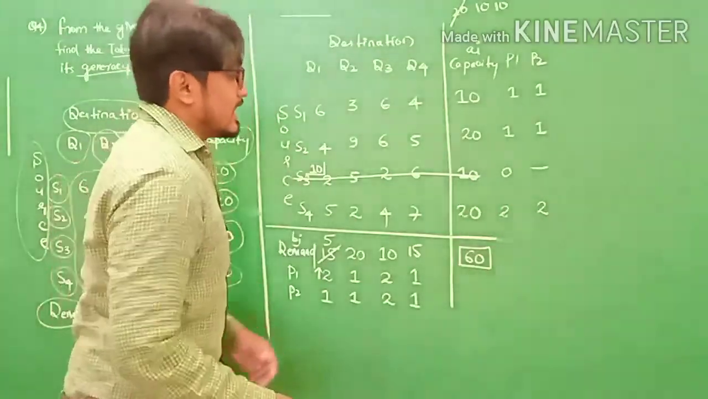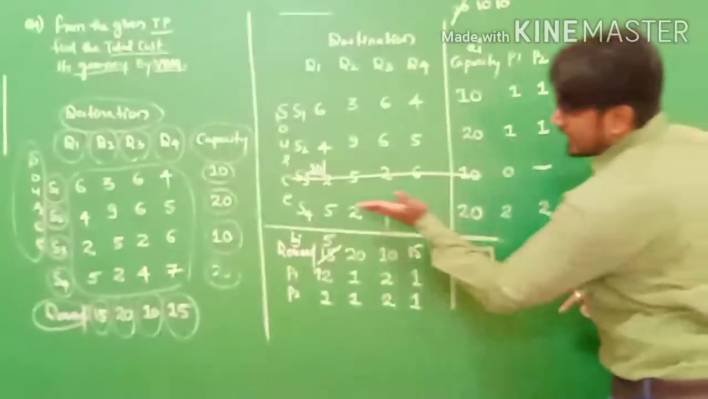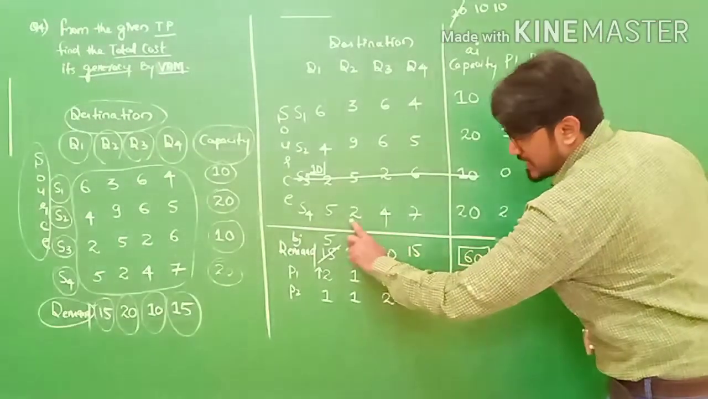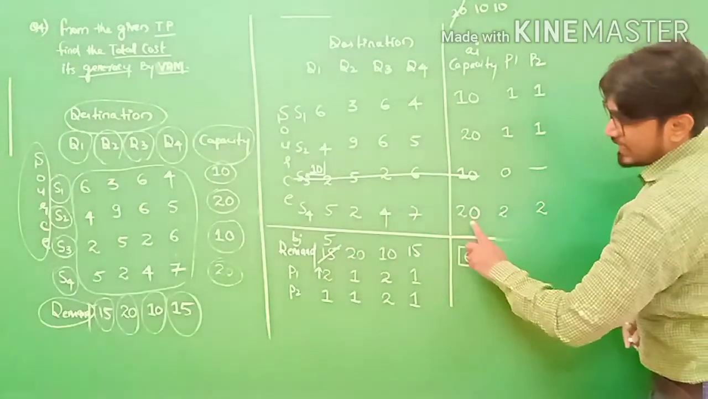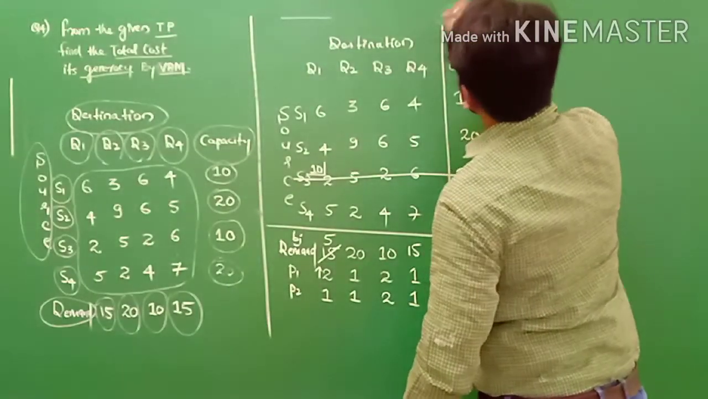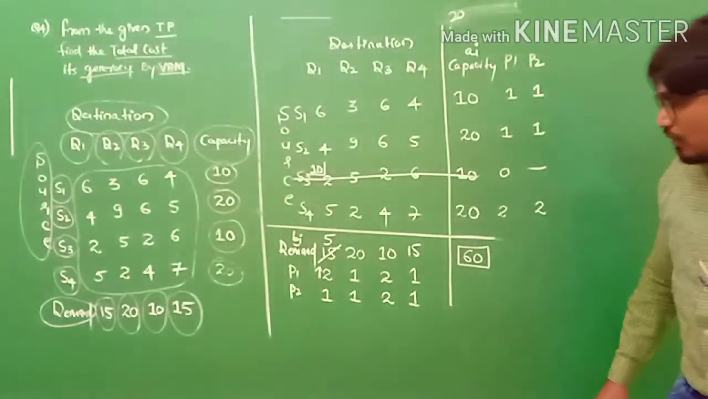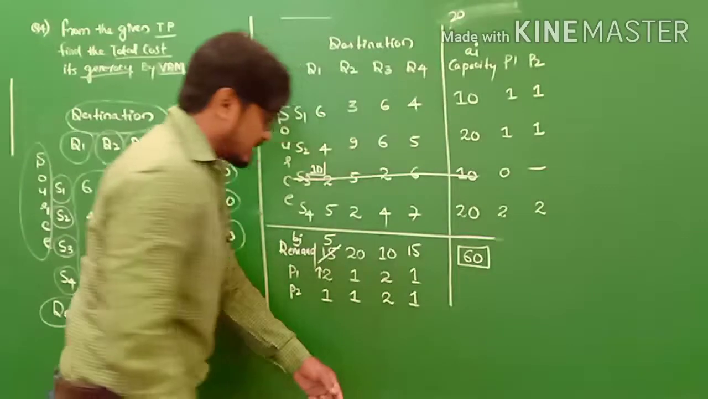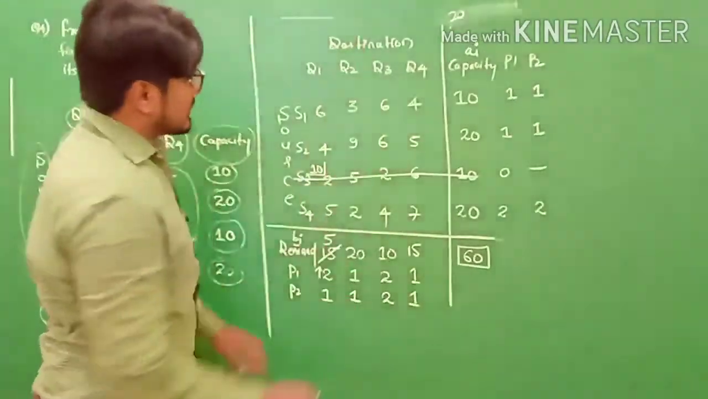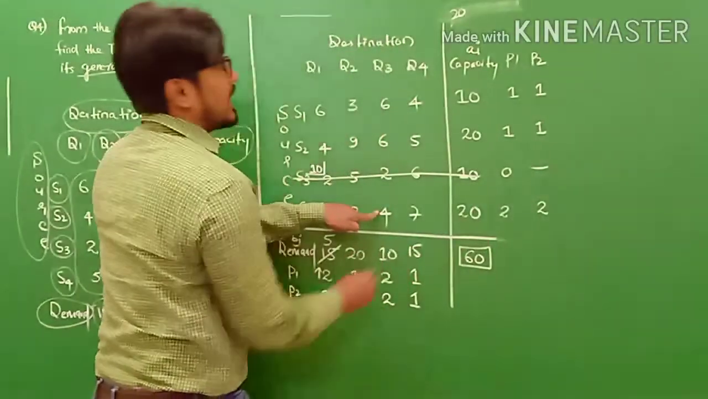If I select this 2, I enter here. I will select the smallest number, which is 2. Here it is 20, and I write 20 there. Completed. Now again I will compare yet another 2 available on the destination side. If I enter here, the least value is 4, and here it is 20 and 10.